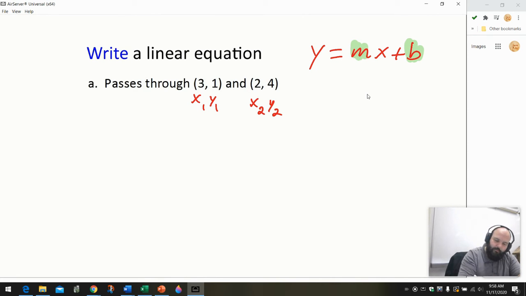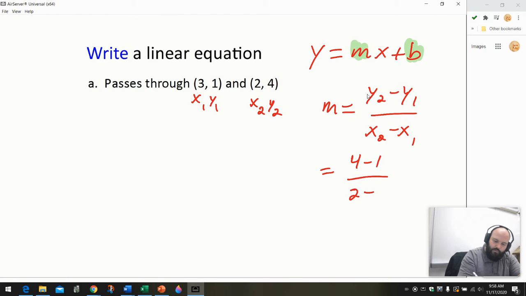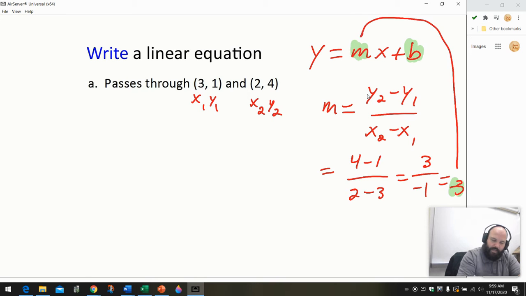And I'm going to use my formula for slope, which is y2 minus y1 over x2 minus x1. When I plug that in, I get 4 minus 1 over 2 minus 3, which gives me 3 over negative 1, which is negative 3. So that number, negative 3, is going to go in for the slope right here, because that is m.